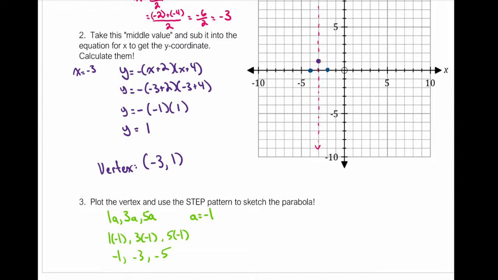So I go over 1, or shuffle to the right 1, go down 1. I already have a point, my x-intercept. Good. So far we know that everything seems to be working. I'm going to take 1 step over again and go down 3.